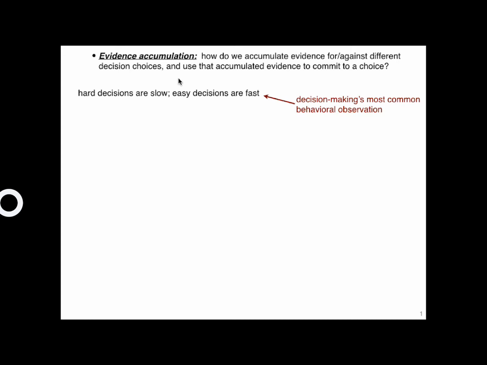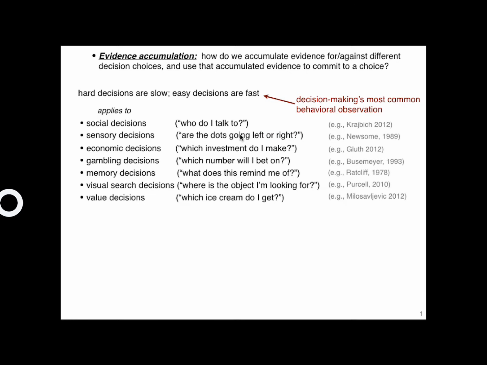And that's been observed in a very wide variety of settings, anecdotally, as I said just now, in your daily lives, but also in the lab for a wide variety of different types of decisions: social decisions, sensory decisions. Those are the ones that we're going to be focusing on. Economic decisions, gambling decisions, memory decisions, what are you remembering? When you're searching in a visual scene, value-based decisions, for example, which ice cream do you prefer? All kinds of decisions. Basically, wherever people have looked, they've found this observation.